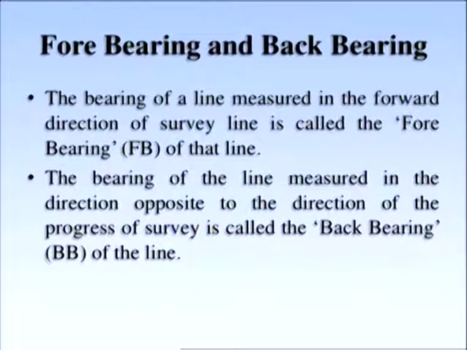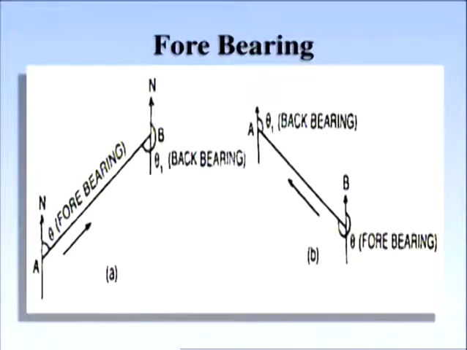So fore bearing is nothing but the horizontal angle taken with reference to the meridian in the direction of the progress of survey. And if we take it in the reverse direction, then it is called the back bearing of the line. Now see the figure. From A to B, if you take the reading, then it is a fore bearing. So this angle with reference to the north direction, A to B, is called the fore bearing of line AB. But from B, we take the angle to A, so that is this angle. It will indicate the back bearing.